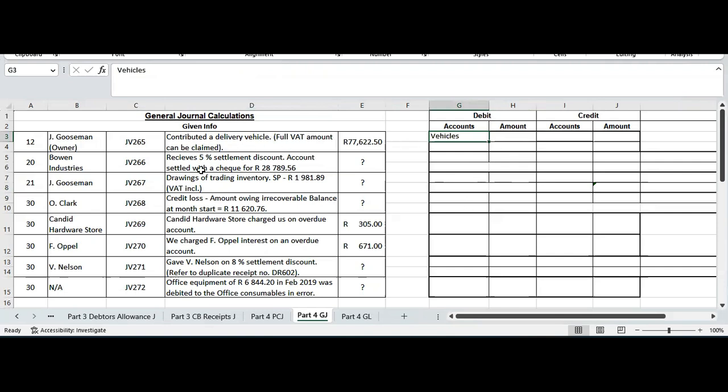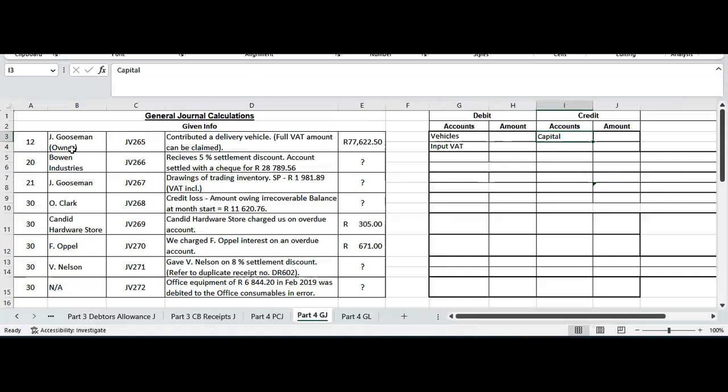It also tells us that the full VAT amount can be claimed. The owner, obviously, paid VAT on the vehicle when he bought it. Now he is donating it, so the input VAT must also be debited. And then what is going to be credited? Well, capital. Why capital? Because it is the owner who is making the contribution.